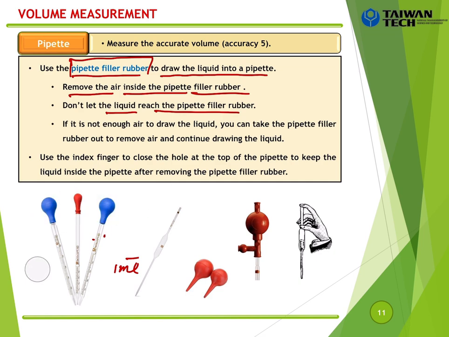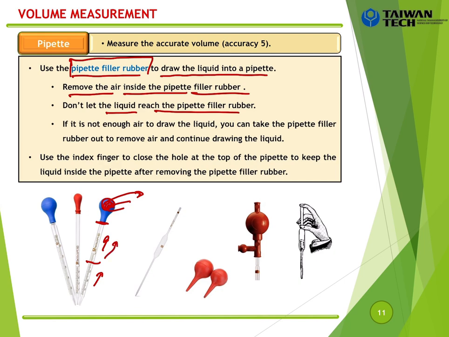For example, when you remove air from the pipette filler, there may not be enough air for you to draw the liquid. Maybe the liquid just comes until here, and then there is no air inside. With no air inside, you cannot continue to draw the liquid, because air cannot move up, and then liquid cannot move up. For this problem, you take the rubber out, use the finger to close the hole here, press this one again to remove air inside again, and then connect to here again. Then you make the liquid move up slowly.